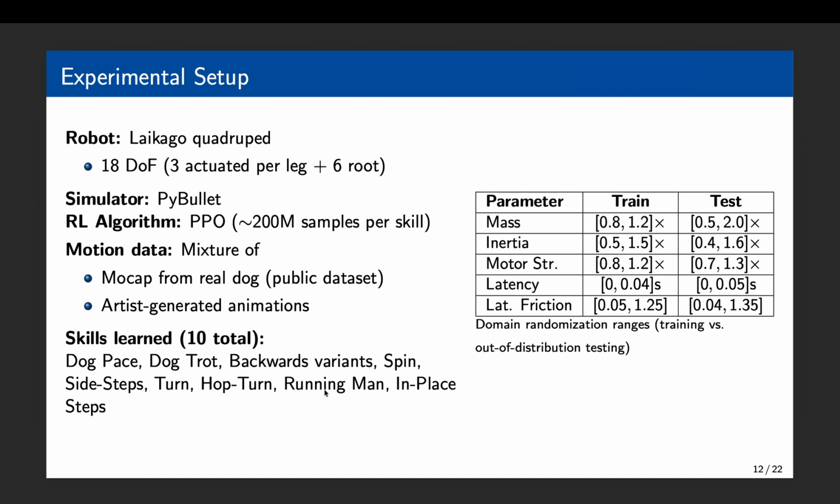The table here shows the domain randomization ranges. Notice that the testing range is deliberately larger than the training range. This is to evaluate out of distribution generalization. They want to see how well the policies handle dynamics they have never seen during training.